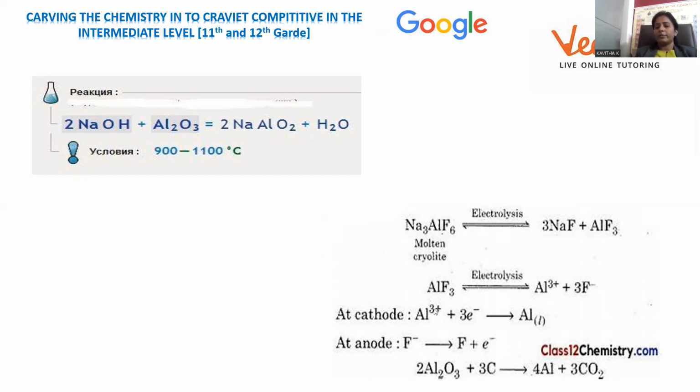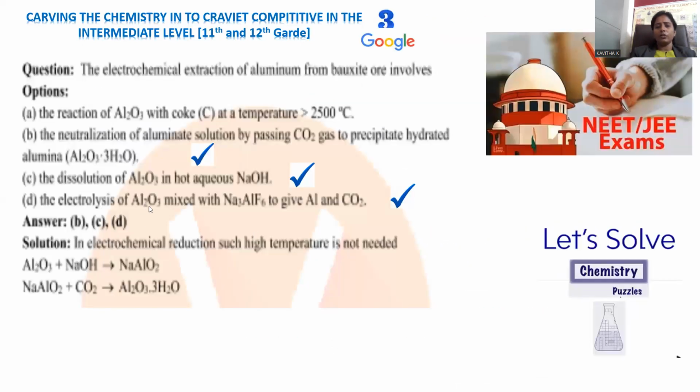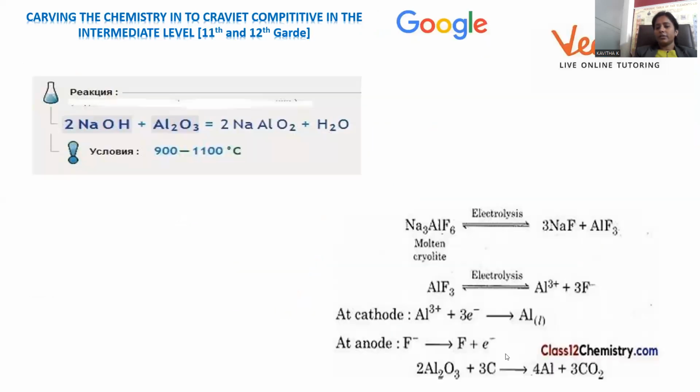At the cathode, the aluminium cation will accept electrons so that aluminium metal will be generated in liquid condition. And the fluoride can release the electron and fluorine will be generated. Whatever alumina, Al2O3, is there in the reaction, being the oxide of aluminium from bauxite, is treated with carbon so that aluminium and carbon dioxide will be evolved. This is the way we can explain how alumina mixed with cryolite gives aluminium and carbon dioxide. Aluminium is released and carbon dioxide is also evolved.